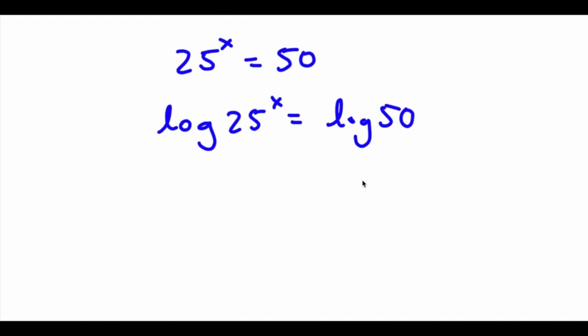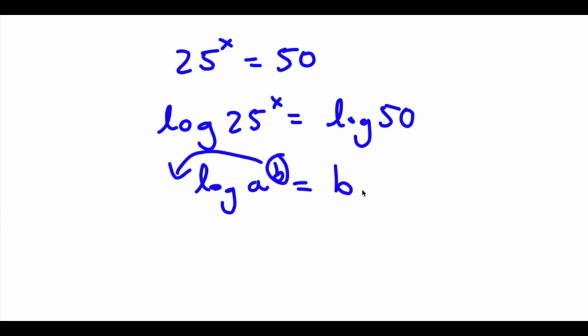Now an important property of logarithms is that if I have something in the form log a to the power of b, I can actually move this exponent b to the front of the logarithm. So this is going to equal b times log a. And why this property is so important is because we are trying to solve for the value of x here, right? So you have 25 to the power of x is equal to 50.